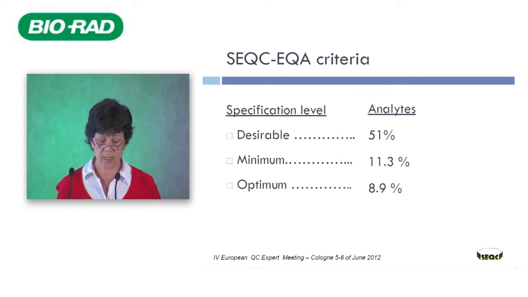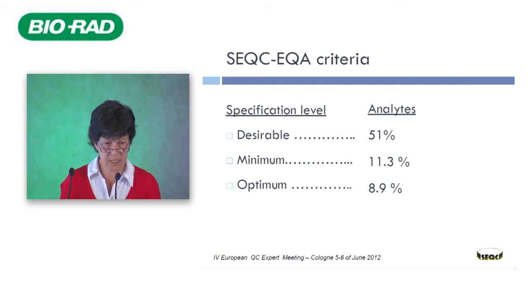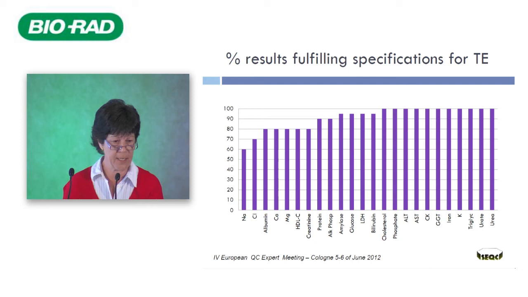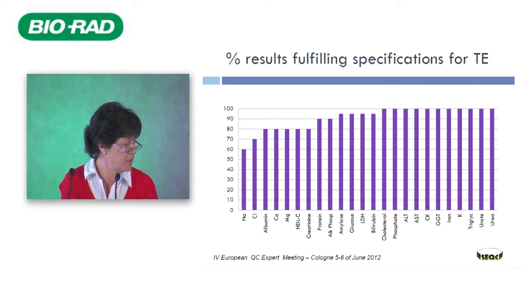In this slide, you can see the percentage of analytes included at different levels of total error specifications in our program. Specification desirable, 51% of analytes, minimum 11%, optimum 9%. In the annual evaluation, we report the percentage of participant results reaching specifications for each analyte included in the program. For example, you can see the percentage of laboratories that fulfill specifications for analytes of the basic serum biochemistry program. For analytes with more stringent specifications, like sodium and chloride, only 60 to 70% of participant results reach specifications. On the contrary, for analytes with weaker specifications, like enzymes or iron, all laboratories reach specifications.